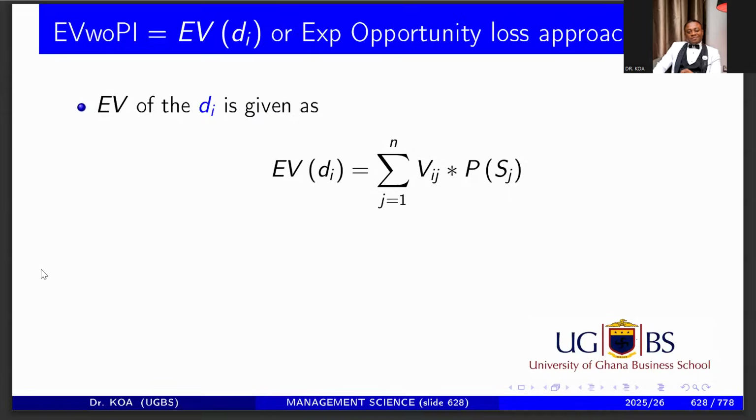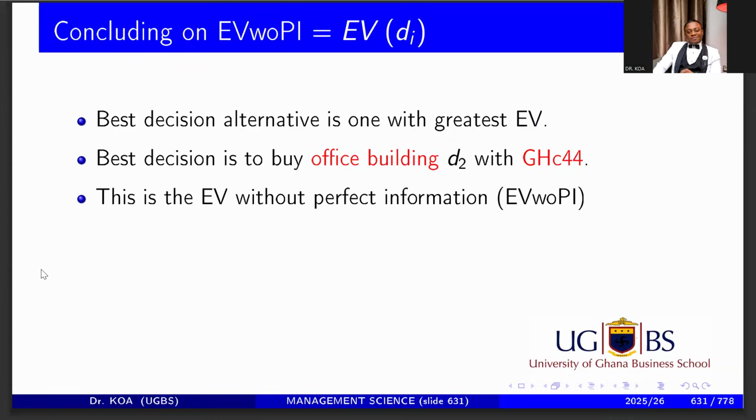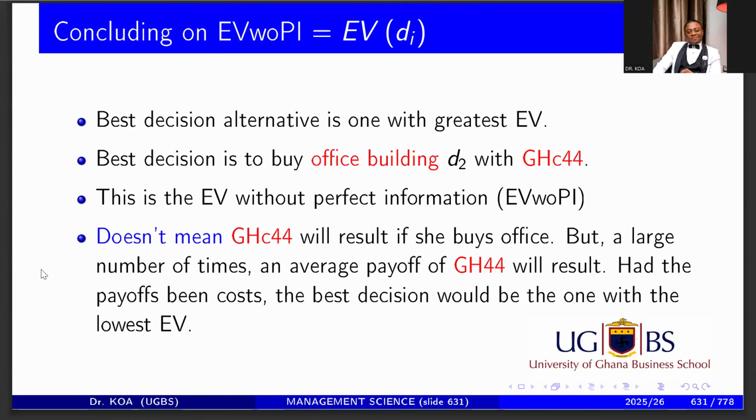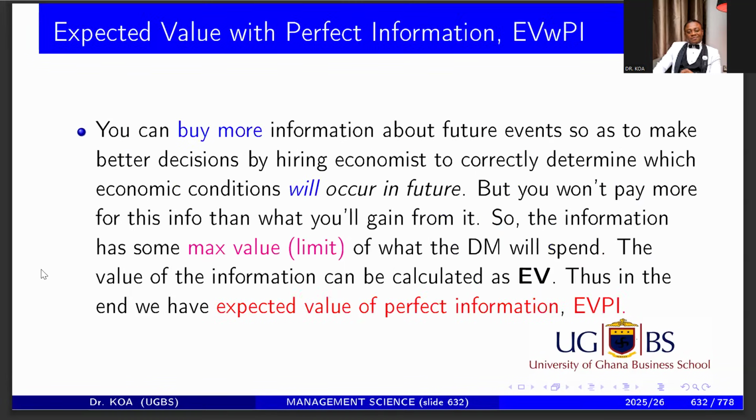Let me repeat. You won't pay more than what that perfect information can give you. You can buy more information about a future state of affairs, but you won't pay more for this information than what you will gain from it. So the information has some maximum limit. Listen here, the value of the information can be calculated as an expected value. The value of the information. So this is a one-time information that you want to pay for.